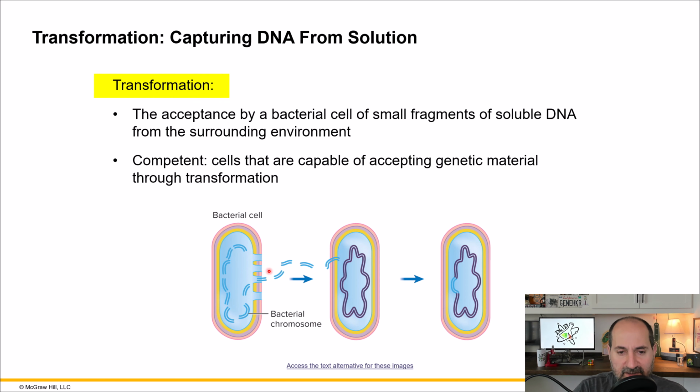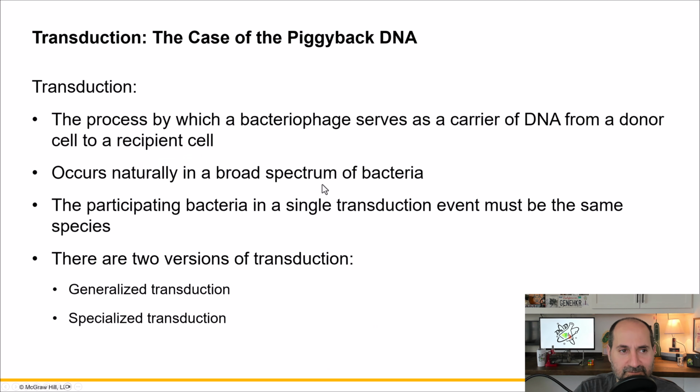Transformation, how does this work? This is when naked double-stranded DNA is actually taken up by cells called competent cells. Competent cells are cells that are capable of taking up naked DNA from the environment. That naked DNA can recombine into the host's genome, forming a recombinant. Okay, this is called transformation. But remember, transformation requires competent cells, cells that are capable of accepting genetic material through transformation.